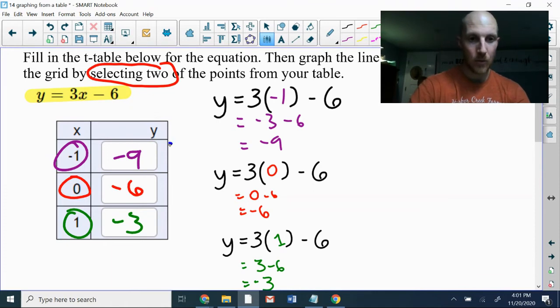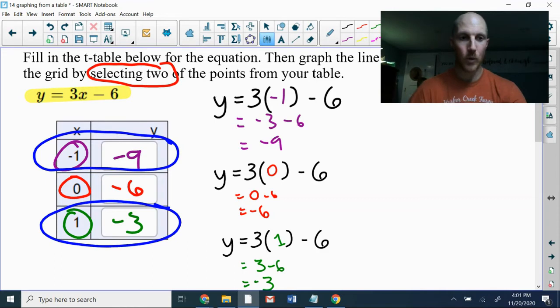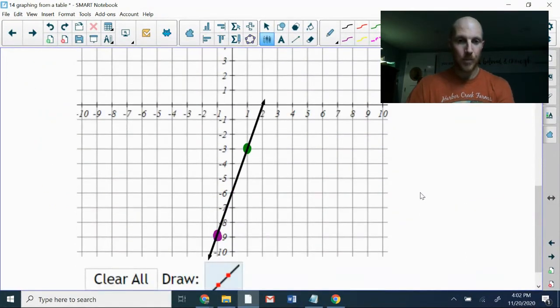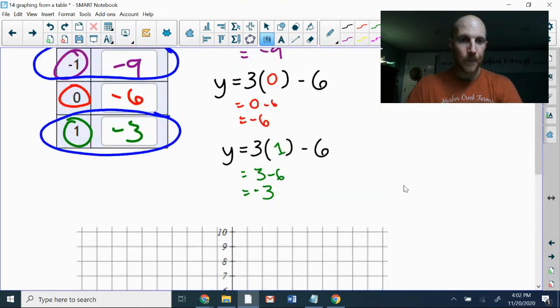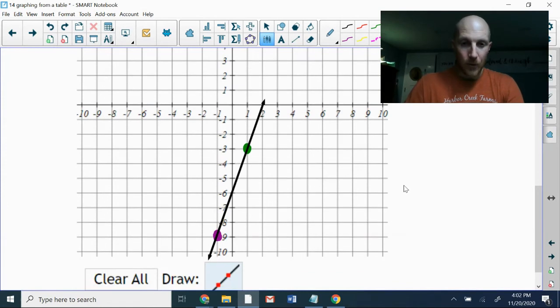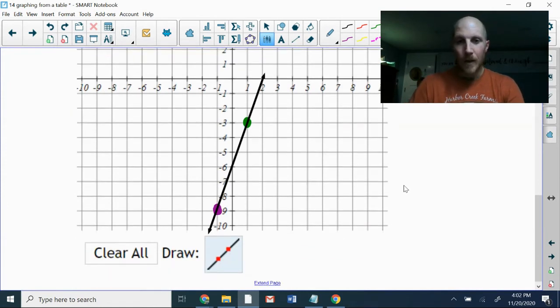I will go ahead and use the first one and the last one, just because I'm going to pick 2 of them. So -1, -9, it's going to go onto the graph in purple. And then the other point I chose was 1, -3. I graphed that one in green. So there you can see in the table, -1, 3, or sorry, 1, -3. Wow, it's easy to get those things confused. We got to pay attention.